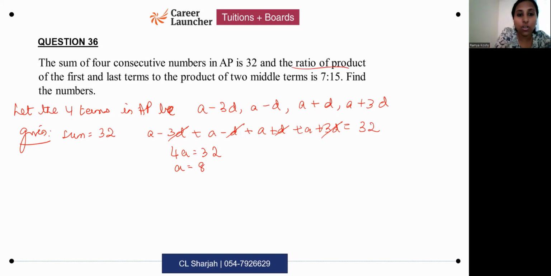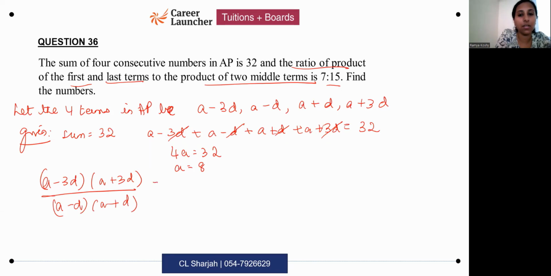Now, ratio of product of first and last terms to product of middle two terms is 7:15. A minus 3D plus 3D, by A minus D and plus D. This is equal to 7 by 15. Now my advice is don't substitute A directly here. First we'll do a modification and then we'll calculate. So we're going to get A square minus 9D square by A square minus D square is 7 by 15.